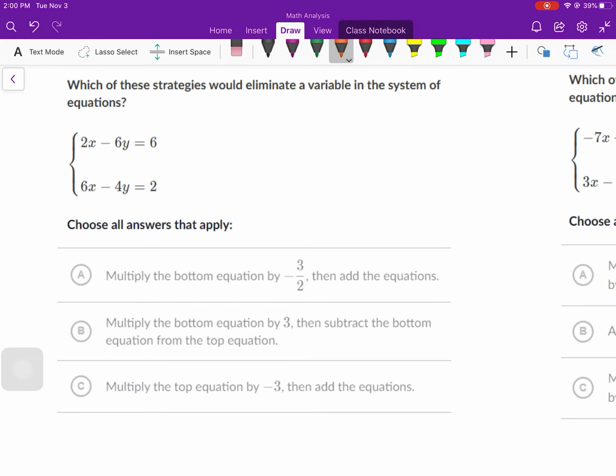For this one, though, multiply the bottom equation by negative 3/2, then add the equations. Let's see what this does. If we multiply this one by negative 3/2, what happens? So 6 times 3 is 18, divided by 2 is 9. And it's a negative, since we're multiplying by negative 3/2. Don't forget the top was 2x minus 6y. We want to see if a variable eliminates. So if they eliminate, then we'll just have to add them, which is great. Same thing, negative 4 times negative 3 becomes a positive 12, divided by 2 is a positive 6.